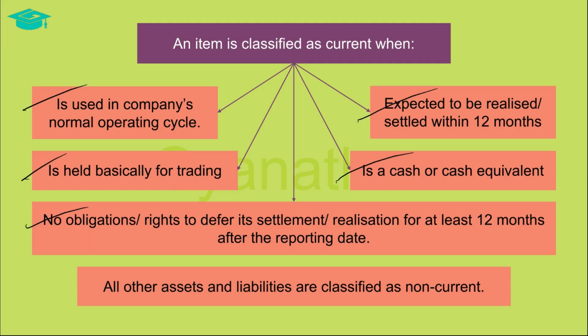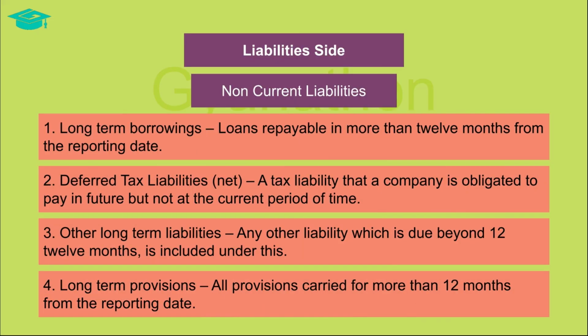Having discussed this, let us move on to the third major head of the balance sheet, that is non current liabilities. The third major head on the liabilities side, that is non current liabilities, starts with the head long term borrowings. Every company generally has some kind of debts. The loans taken by the company, which are repayable in more than 12 months from the reporting date, are called the long term borrowings.